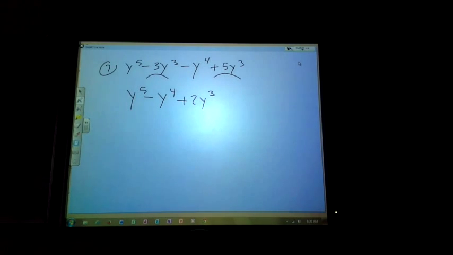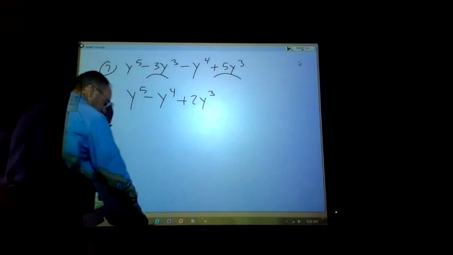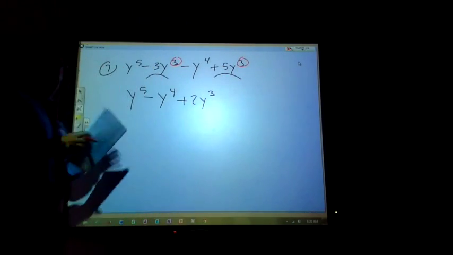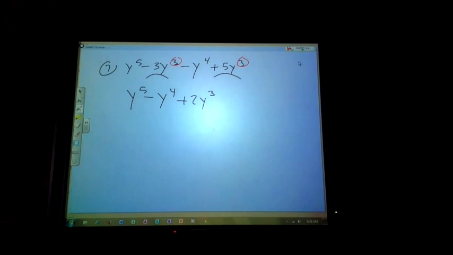Wait, what? So when you subtract y to the fifth and y to the fourth, those are two different dimensions. One's fifth degree and one's fourth. You can't add or subtract them. But then why do you subtract 5 from negative 3y? This and this are the exact same, so you just combine them together. They're both third power. Cool.